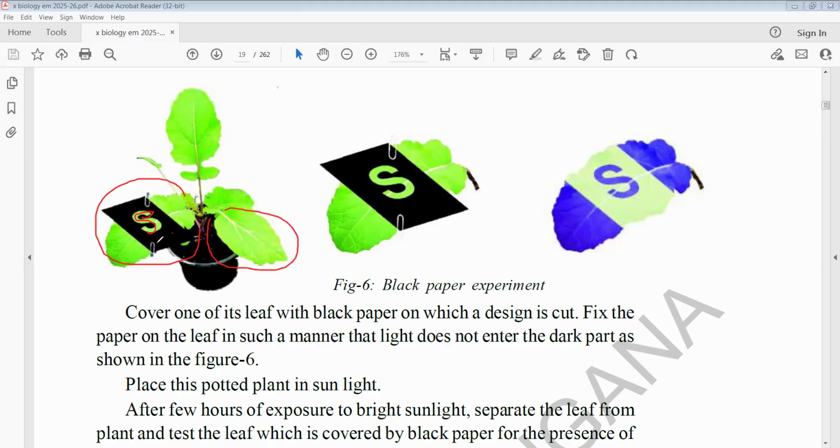After attaching the screen on the leaf, after 8 hours you can see that the part of the leaf covered by the black paper does not turn blue black in color. The part of the leaf which receives the sunlight in the S shape turns blue in color, because these parts received the sunlight. The part of the leaf which did not receive the sunlight does not turn blue. So this is important to prove that sunlight is essential during photosynthesis.